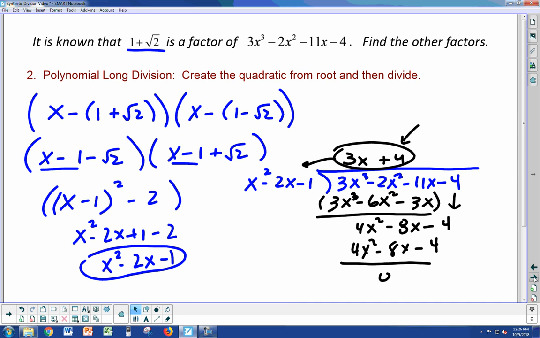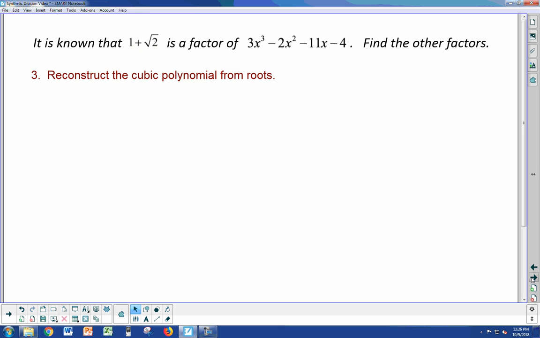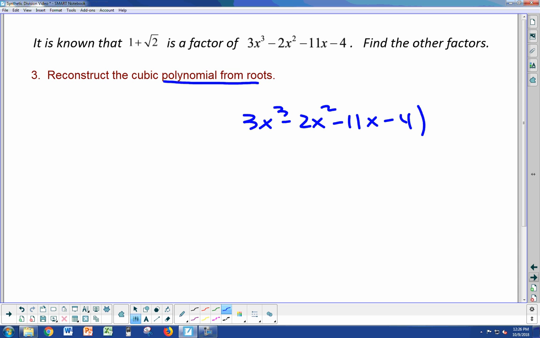And let's go to method number 3. Method number 3 is a little bit different. We can reconstruct this from the roots. So we know that the original polynomial was 3x cubed minus 2x squared minus 11x minus 4. And as you can see, we know that that's going to be a product of two things. It's going to be a binomial and a trinomial. And this trinomial we actually found by multiplication, x squared minus 2x minus 1, if you look back at the last session, so the last problem.